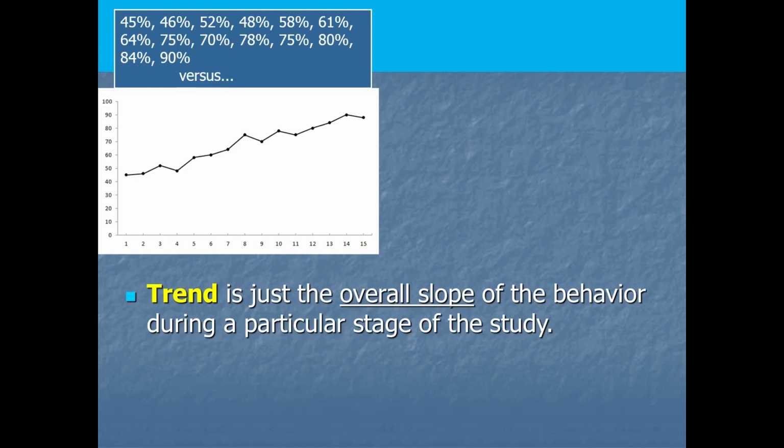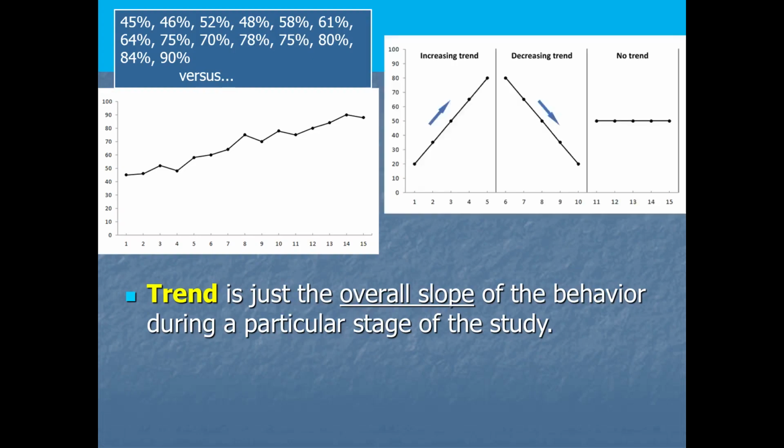Notice also how much more clear it is when we graph it out visually compared to when we just look at a long string of numbers, right? Both contain the same information, but patterns can often be easier to pick up when we make things visual. So if the behavior is going up during a phase, we would say it's an increasing trend. If it's going down, we'd say it's a decreasing trend. And of course, sometimes it's relatively flat, so there's no trend in either direction.